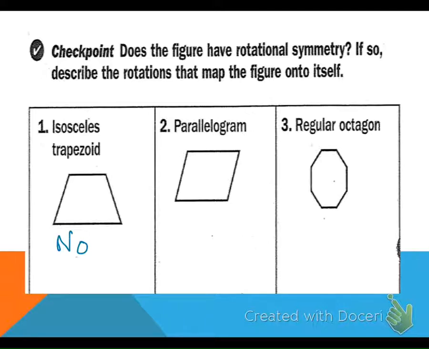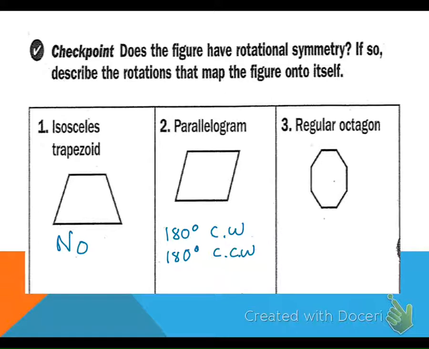Okay, so for the second one, our parallelogram, do we have a point where that would be? How far? If we went 90 degrees, this side would now be on top. Would that be the same? Mm-mm. So how many would we need? 180 in which direction? So 180 degrees clockwise. What else can we do? 180 degrees counterclockwise.